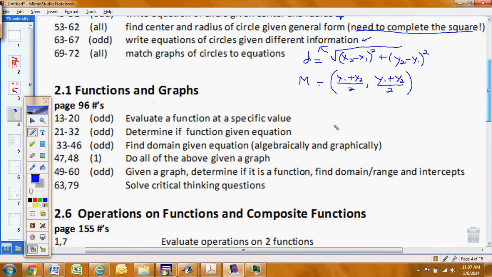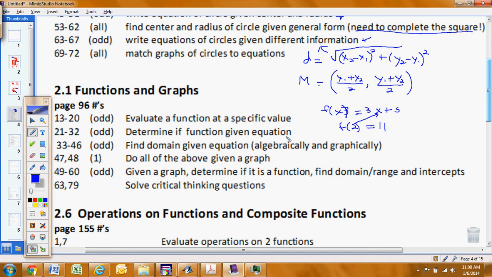Evaluating functions at specific values. This is something that you should all be able to do. If I say f(x) = 3x + 5, and I say find f(2), you just need to plug 2 wherever you see an x. So f(2) would end up being 11. So that's evaluating a function at a specific value.